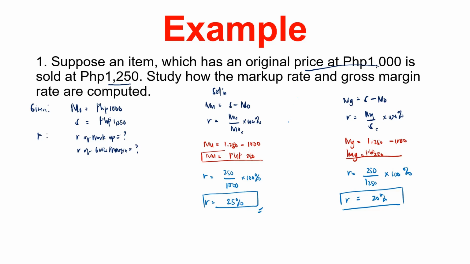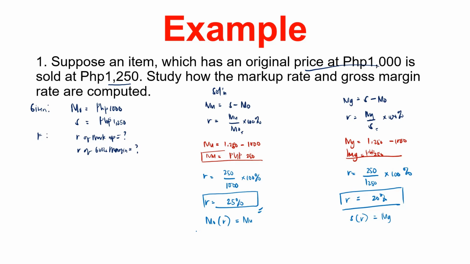Okay? If you're going to counter-check this, class, para malaman nyo na yung rate nyo is correct, dahil nga si markup rate is based by the cost price, get the product of the cost price and the rate, the answer should be the markup. Kay gross margin naman, dahil naka-base ang rate ni gross margin kay selling price, so get the product of the selling price and the rate of the gross margin. Dapat ang lalabas dyan ay si gross margin.